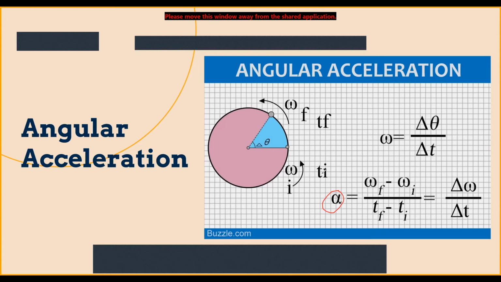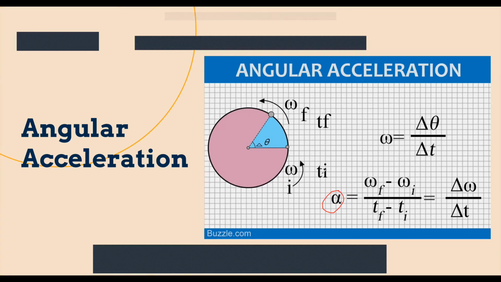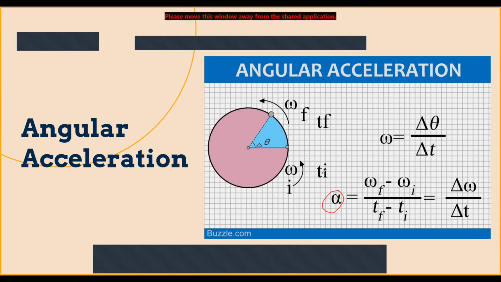It's kind of like finding the slope, right? If a problem gives you two coordinates and asks you to find the slope, you just take y2 minus y1 over x2 minus x1. Same thing here. It's the slope: omega final minus omega initial over t final minus t initial. Same thing with velocity and acceleration. This is why graphs are really important in physics: the slope of the velocity is your acceleration, and the slope of angular velocity is angular acceleration.